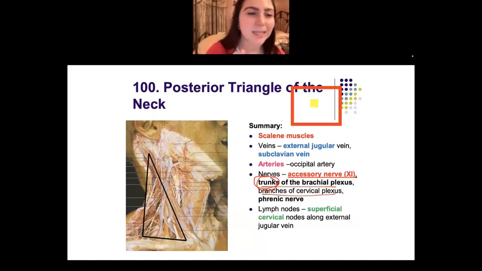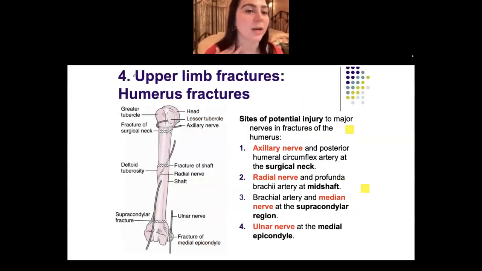So I would say less for this exam, but just know that the trunks are located up in the neck. Remember, like I said, all the upper limb fractures. I like this slide. It summarizes all the ones we talked about. It talks about the surgical neck fractures taking out the axillary nerve, the midshaft fracture taking out the radial nerve. Supracondylar can take out either the radial or the median.